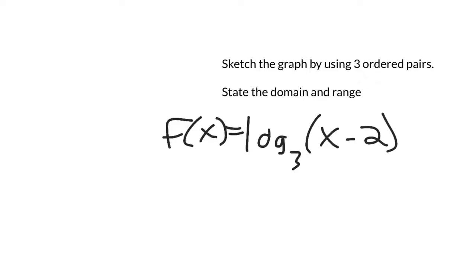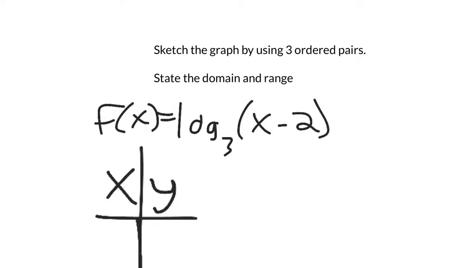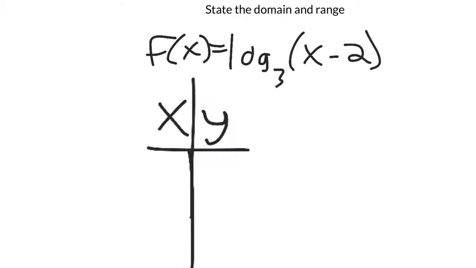So we're asked to make a sketch of this graph by getting three ordered pairs. So let's make an x and y table. We'll plug in a number for x and see what it spits out for y. So usually the starting point is we try to plug in 0.